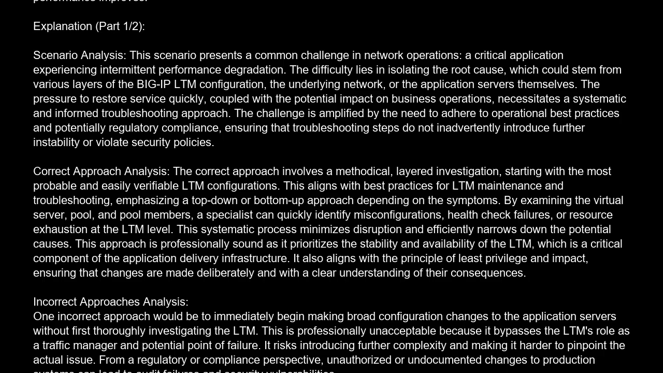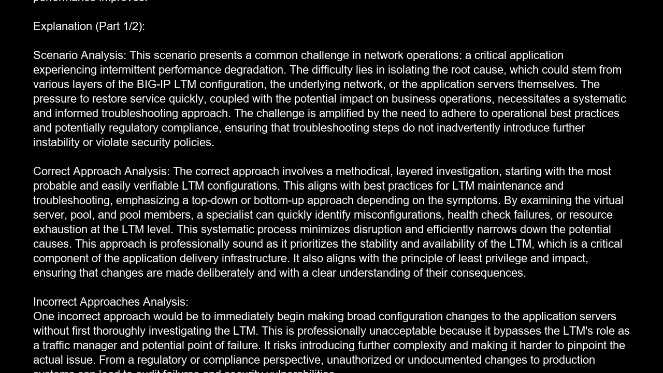Correct approach analysis. The correct approach involves a methodical, layered investigation, starting with the most probable and easily verifiable LTM configurations. This aligns with best practices for LTM maintenance and troubleshooting, emphasizing a top-down or bottom-up approach depending on the symptoms. By examining the virtual server, pool, and pool members, a specialist can quickly identify misconfigurations, health check failures, or resource exhaustion at the LTM level. This systematic process minimizes disruption and efficiently narrows down the potential causes.